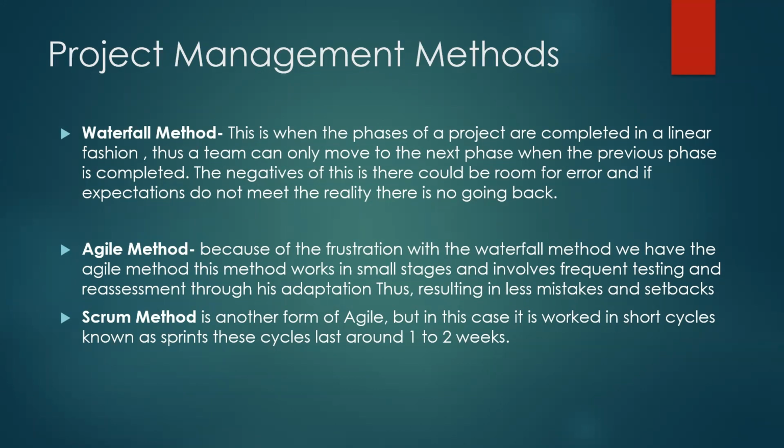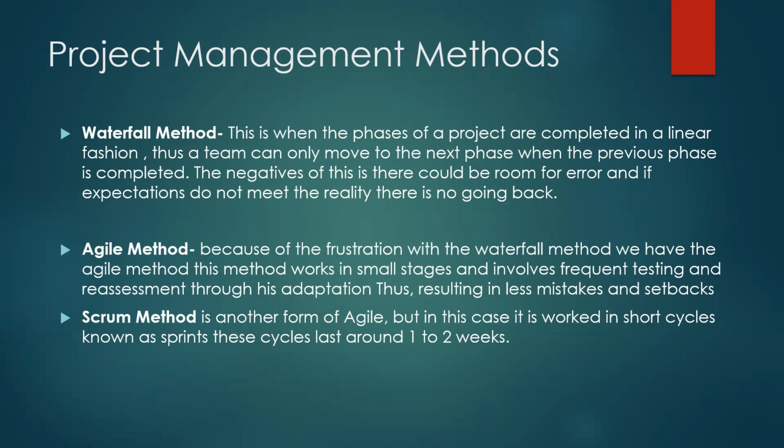Then we have the agile method. The agile method is different because it was basically a solution to the waterfall method's problem of not being able to go back and correct mistakes. In this method, you work in small stages, and while you're working in those small stages, you have the ability to do testing as well and make sure that your testing adheres to the agenda set for the project, resulting in fewer mistakes and fewer setbacks. Finally, we have the Scrum method.